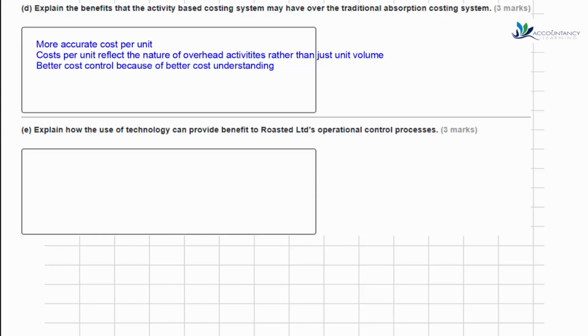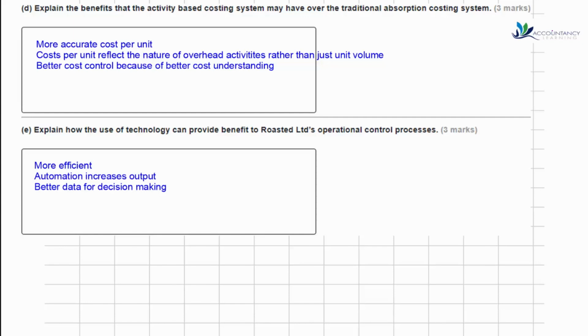And finally, for part E of the task, explain how the use of technology can provide a benefit to the company's operational control processes. And this is talking about technology in general, not specifically just about costing. But with any technology system, in general, technology makes us more efficient because we can increase our output for a reduced amount of input. So with the automation and robotics, we may be able to roast more coffee beans, we'll be able to grind more coffee with less input from the staff and from the general business.